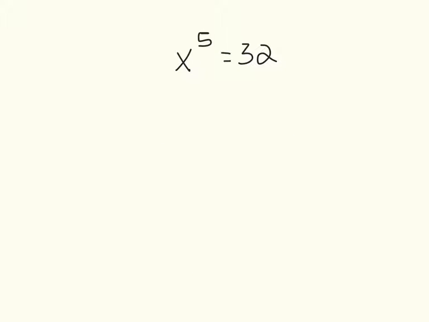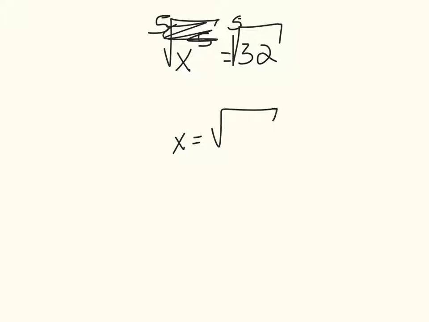X to the 5th power equals 32. Go ahead and pause. Hit play when you're ready to check your answer. Well, let's see. The opposite of a power is a root. I'm going to take the 5th root. That goes away. X equals the 5th root of 32.